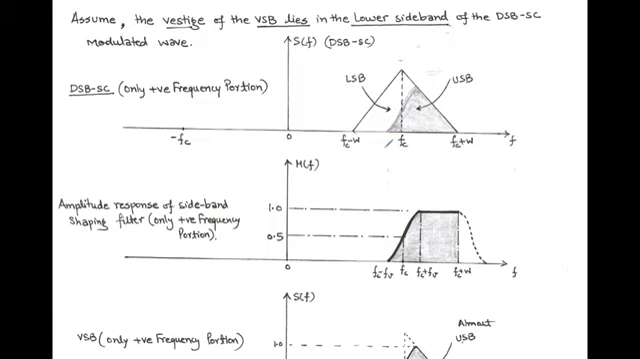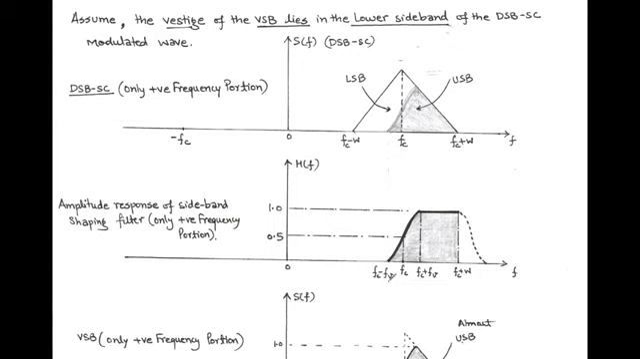For this, we use a specially designed bandpass filter that is called the sideband shaping filter. The amplitude response of this sideband shaping filter, denoted by H(f), is shown in the figure. Here also we take only the positive frequency portion. Since this is a specially designed bandpass filter, its transmission bandwidth is fv plus W, limited between fc minus fv and fc plus W.